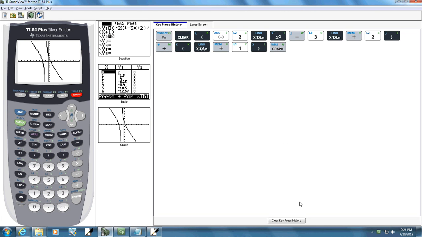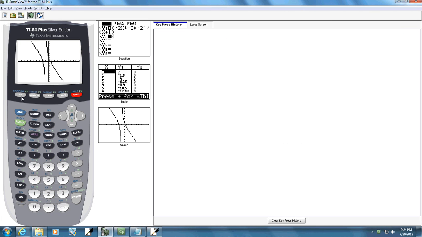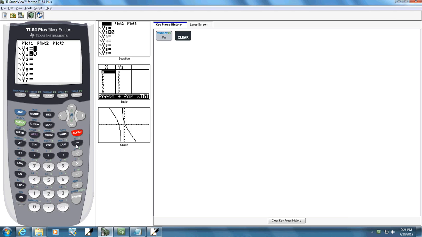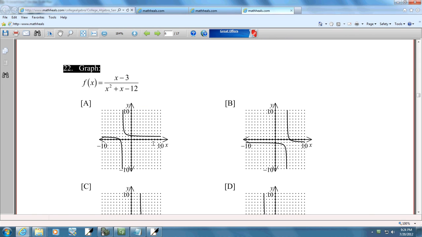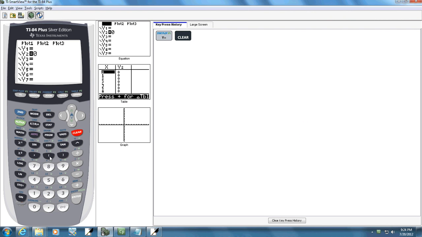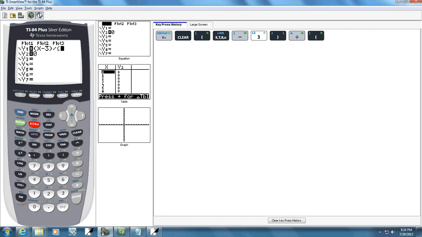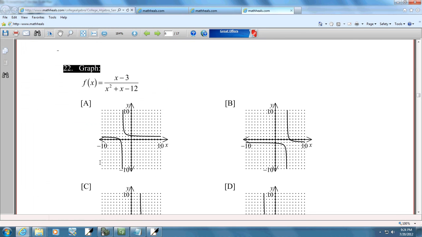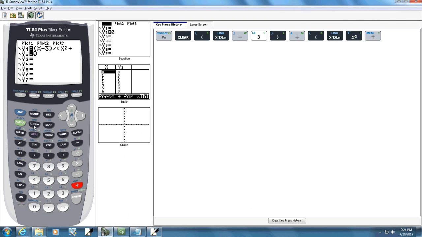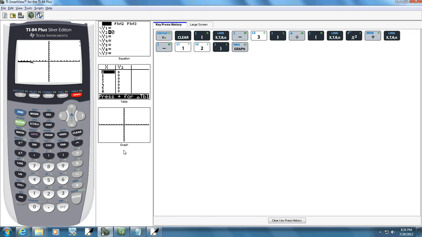So let's come over here. We'll press our y equals, press clear. Now the top part has x minus 3, so I put parentheses around it. So beginning parentheses, x minus 3, closing parentheses, divided by, and then beginning parentheses, and then we have x squared plus x minus 12, close parentheses, and graph.